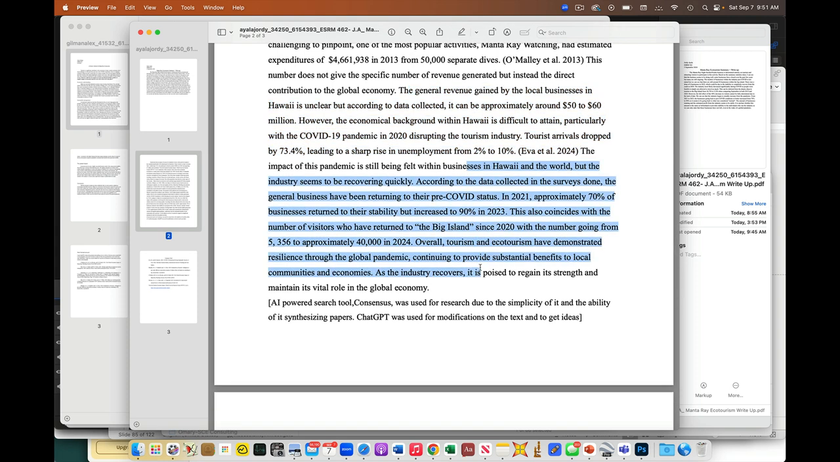And now we're here talking more about the specifics of the Big Island, the recent history of COVID, which is great. Good. I like that.